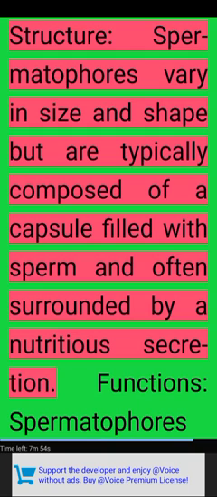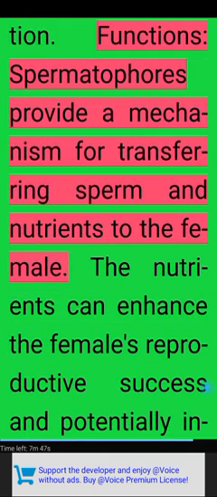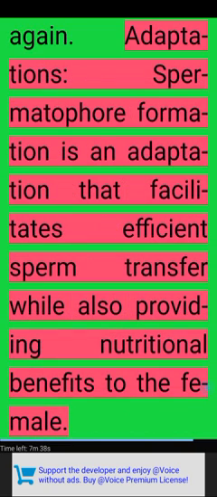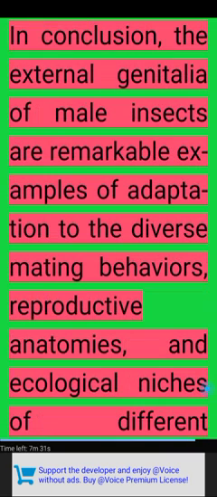Spermatophores vary in size and shape but are typically composed of a capsule filled with sperm and often surrounded by a nutritious secretion. Functions. Spermatophores provide a mechanism for transferring sperm and nutrients to the female. The nutrients can enhance the female's reproductive success and potentially influence her willingness to mate again. Adaptations. Spermatophore formation is an adaptation that facilitates efficient sperm transfer while also providing nutritional benefits to the female.